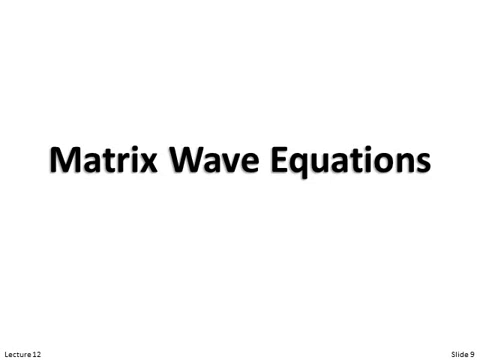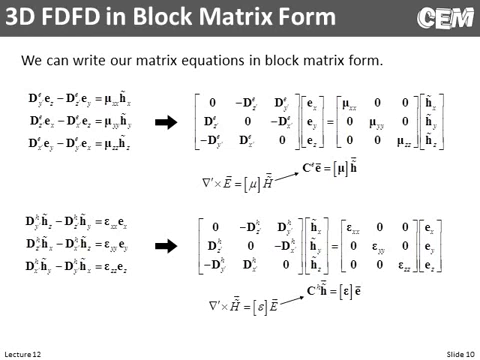Now back to our business at hand. We want to start with these matrix equations of Maxwell's equations and derive the wave equation from them. So here we are. We had 6 Maxwell's equations in matrix form. I can take the first 3 and write them in block matrix form. I can take the second set of 3 and write those in block matrix form. I can even write this a little bit simpler.